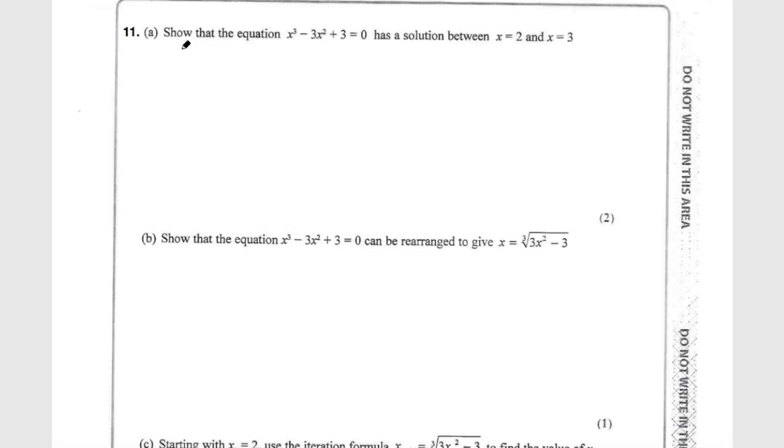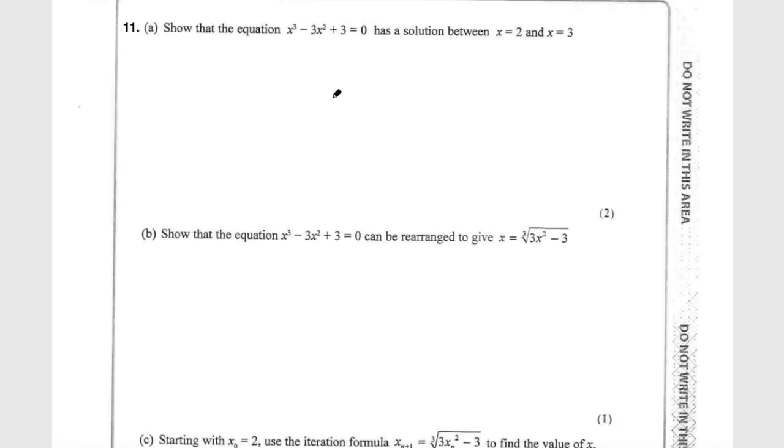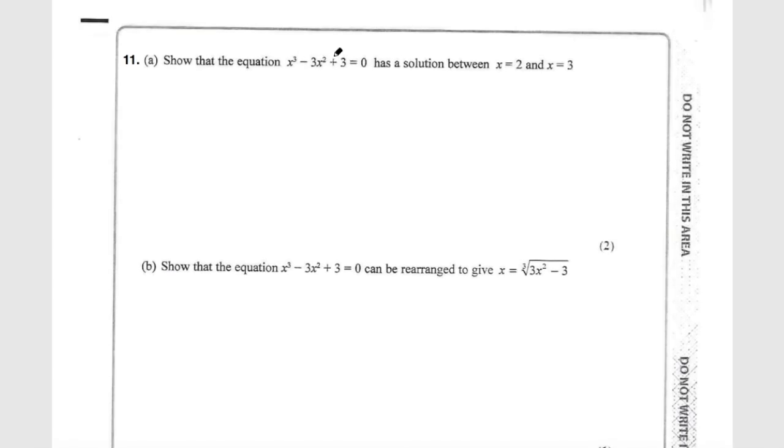Question 11 says, show that the equation x cubed minus 3x squared plus 3 equals 0 has the solution between x equals 2 and x equals 3. So this is a typical iterations question where they give you a cubic and two values of x and they ask to show that there's a solution between them. So all you need to do for these questions is substitute those values of x into the equation, find what it equals, and then if the sign changes, there must be a solution between them.